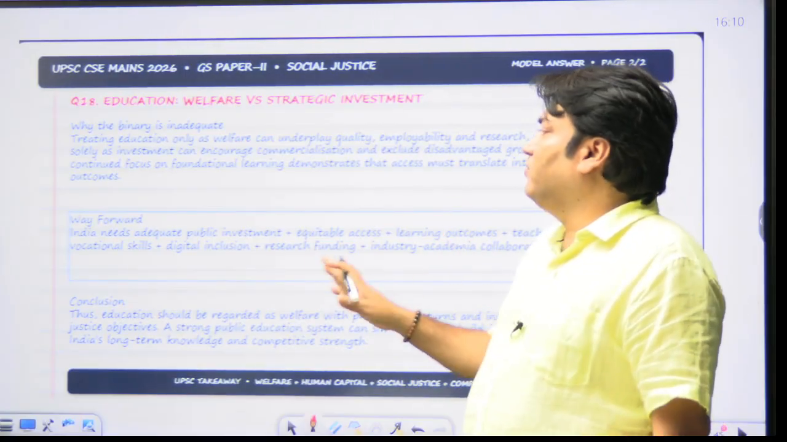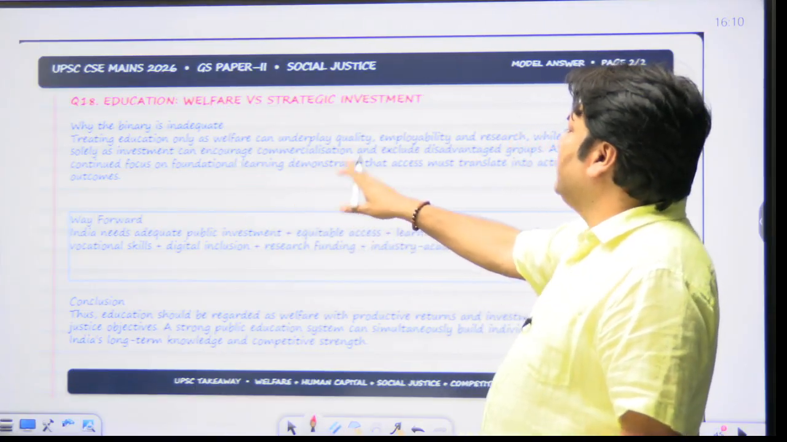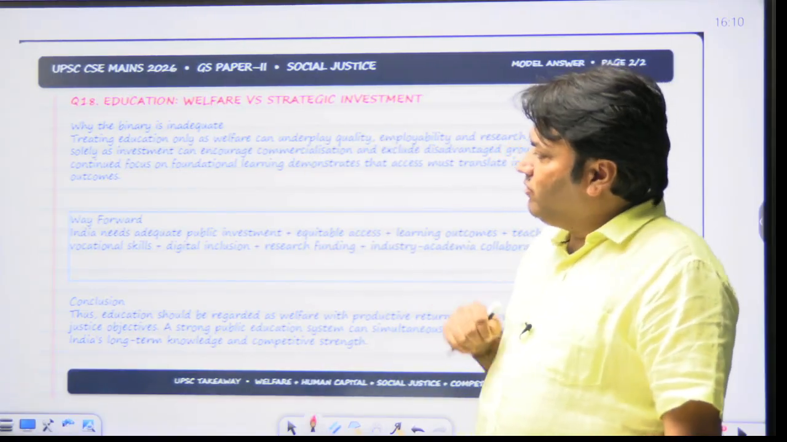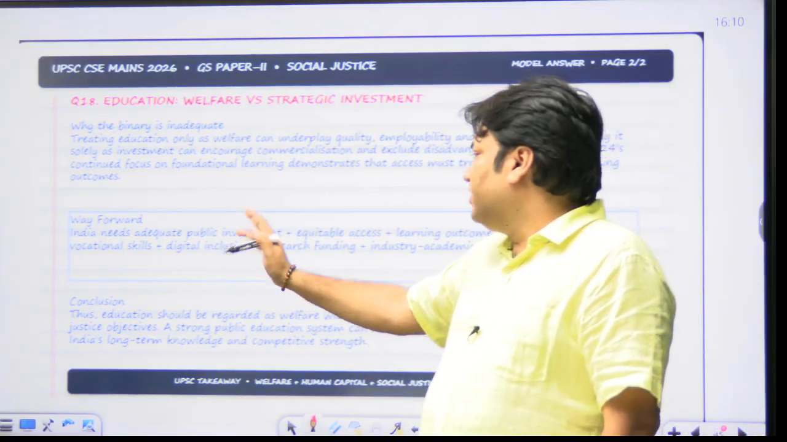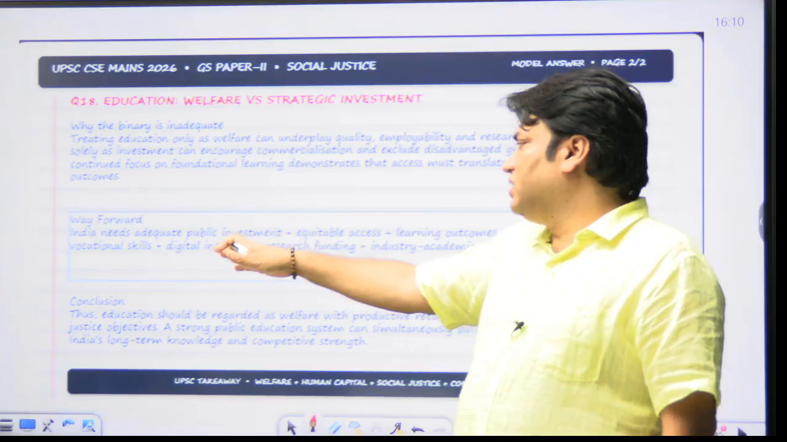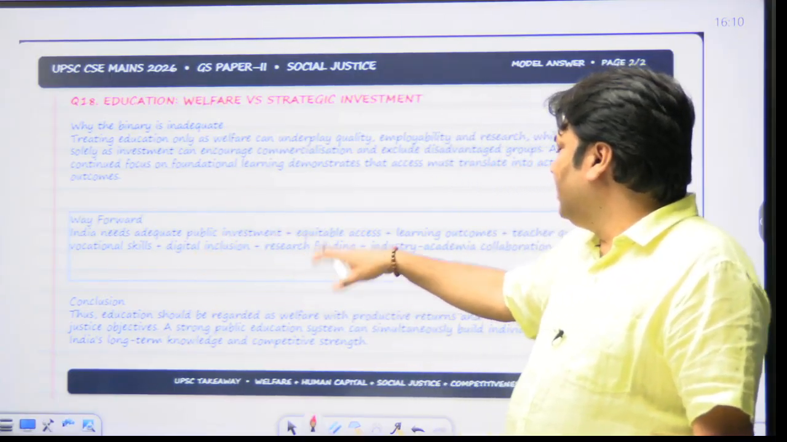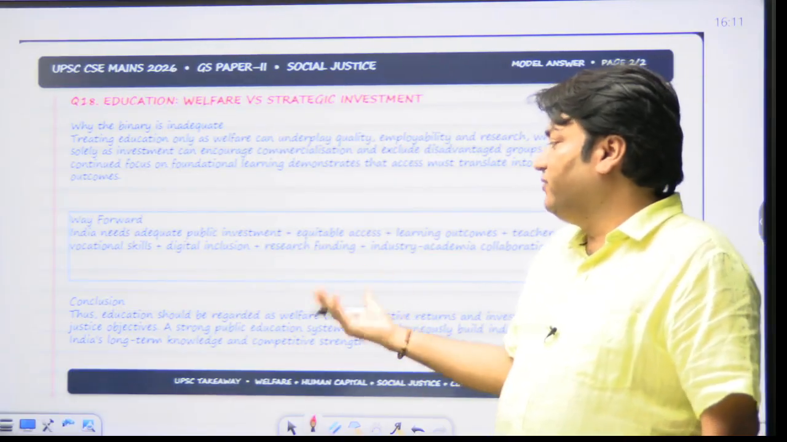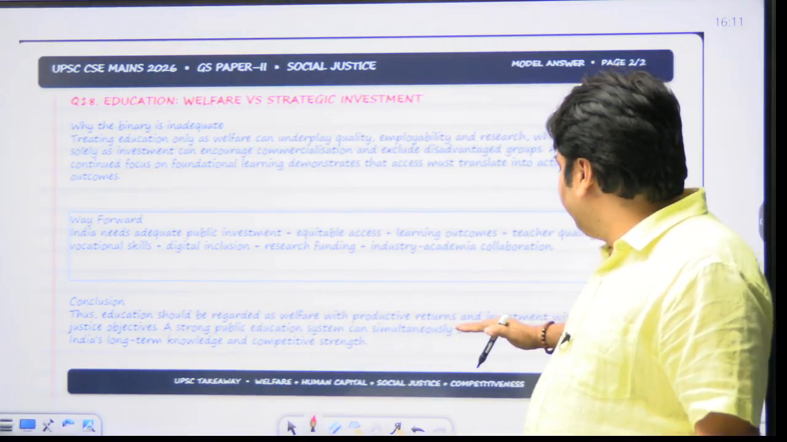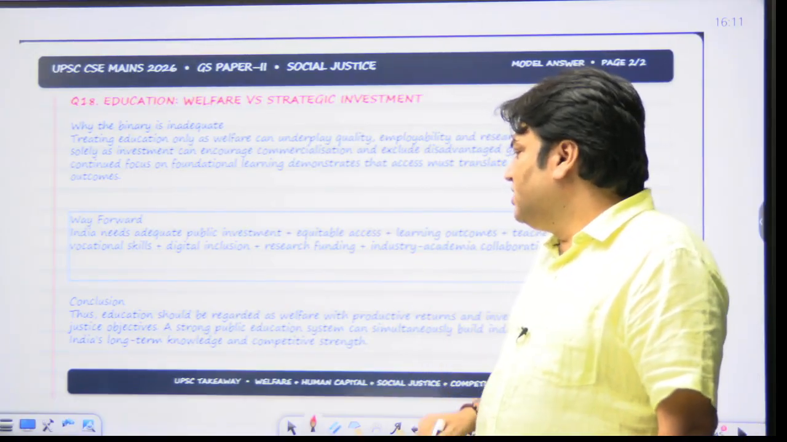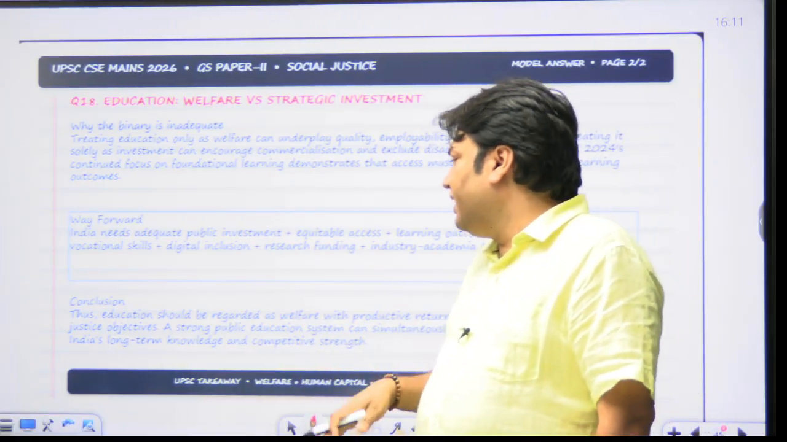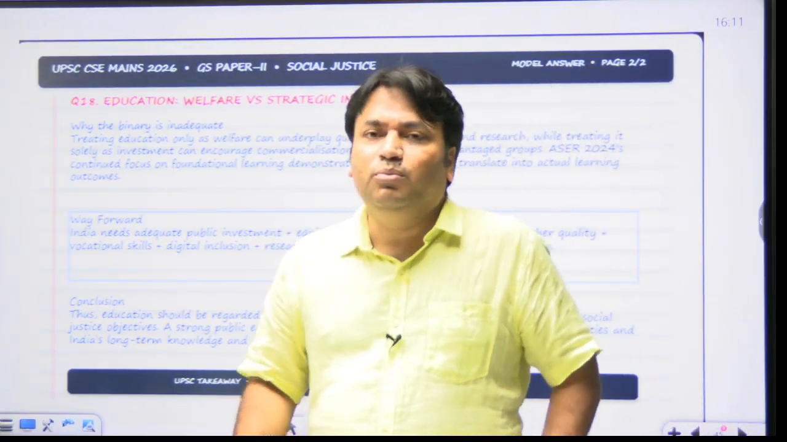The ASER 2024 report's continued focus on foundational learning demonstrates that access must translate into actual learning outcomes. Suggestions or way forward: India needs adequate public investment plus equitable access plus learning outcomes plus teacher quality plus vocational skills plus digital inclusion plus research funding plus industry-academia collaboration. And lastly, we'll conclude: therefore, education should be regarded as welfare with productive returns and investment with social justice objectives. A strong public education system can simultaneously build individual capabilities and India's long-term knowledge and competitive strength.